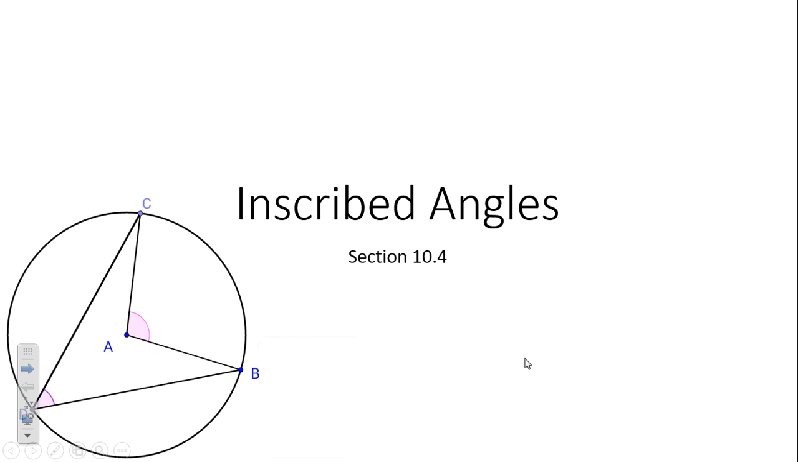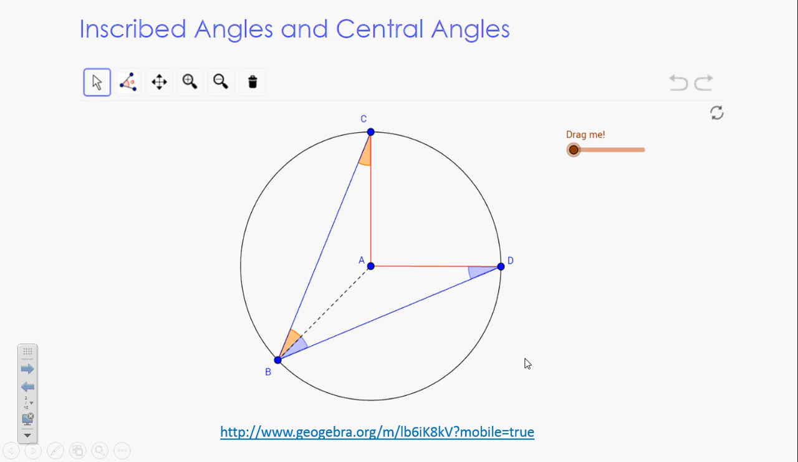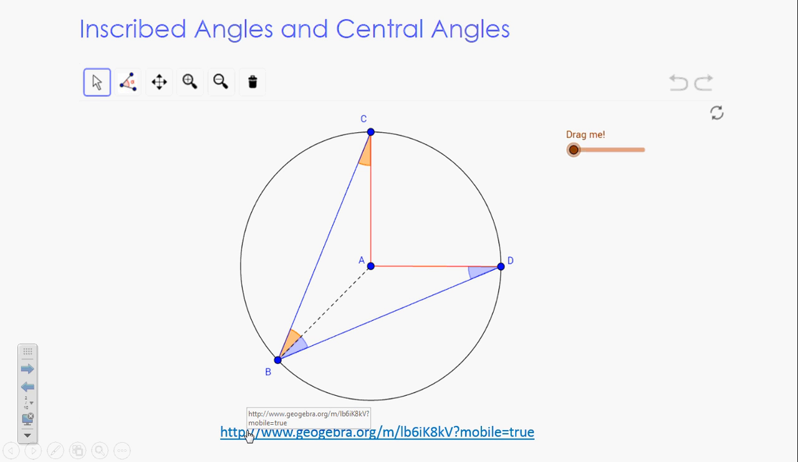New type of angle today is an inscribed angle. Thus far we've talked about central angles and the arc that is opposite that central angle. We've talked about major arcs, minor arcs, and semicircles as well. So to start off, we'll look at this GeoGebra exploration, and I want you to pay attention to the orange and the blue angles.